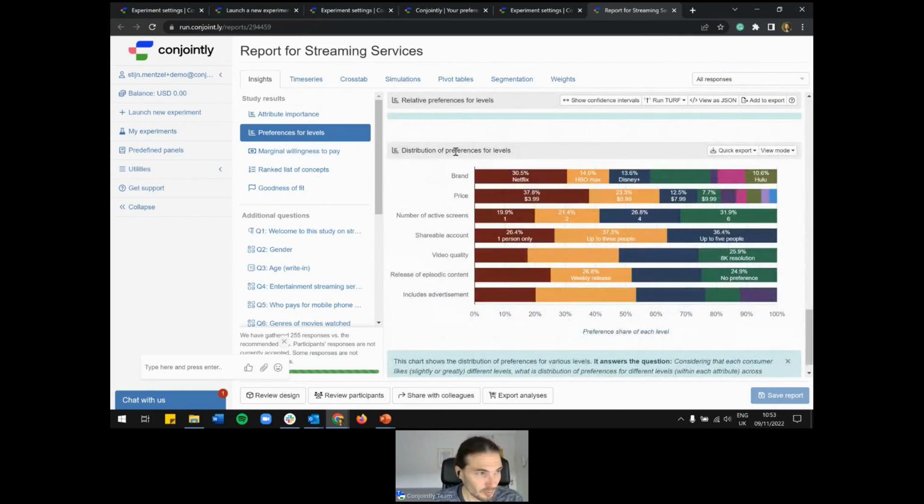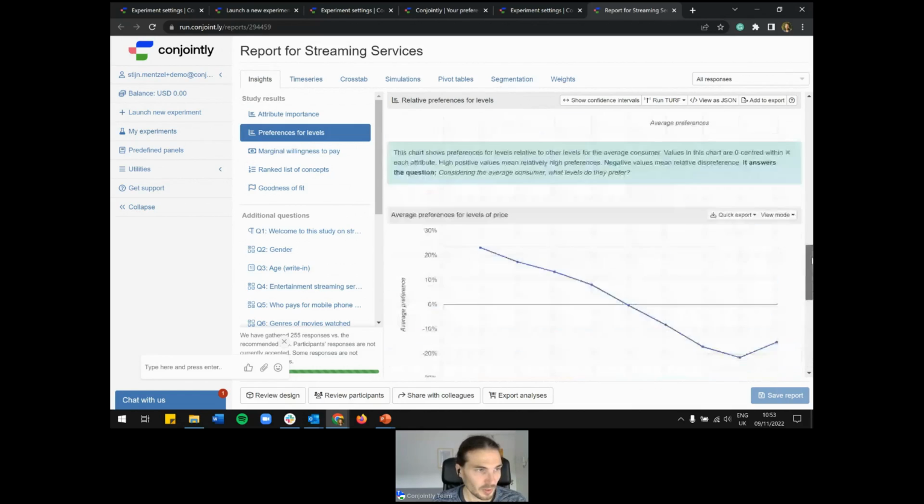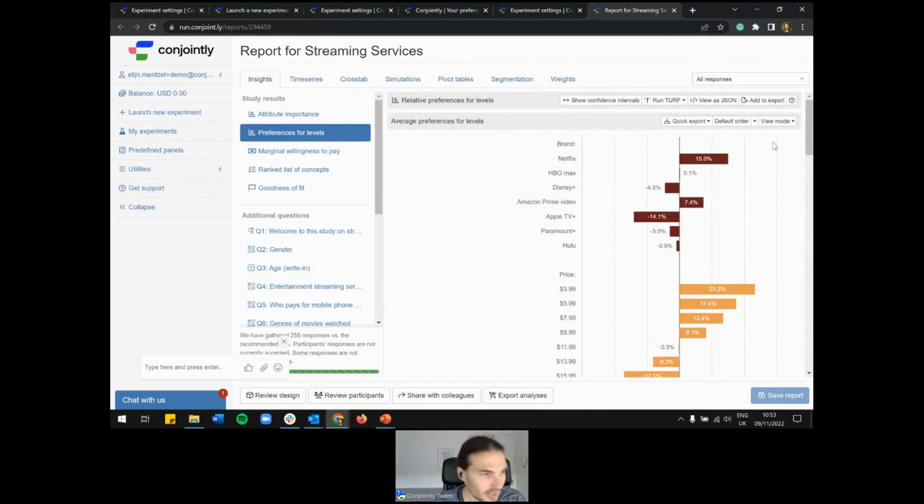If we look at the distribution for preference for levels, this is the general description that we would get. So here you can see Netflix was the most preferred, then HBO Max, and so on. And what this tries to answer is, considering that each consumer likes one specific level, what is the distribution of preferences for different levels? So if we go all the way back here, we can see that for the brand, Netflix had the most selections, followed by Amazon Prime, and people did not like Apple TV at all.